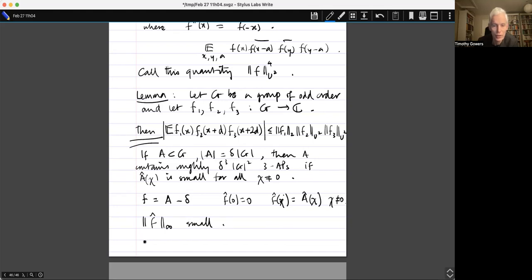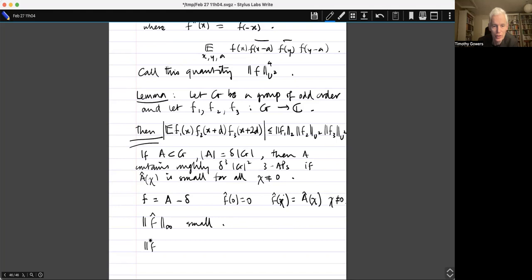Now we get the following simple inequalities. The fourth power of the L infinity norm of this balanced function f is certainly less than or equal to the fourth power of the L4 norm of f hat, because that's the sum of the fourth powers of the Fourier coefficients, and the largest one raised to the fourth power is at most the sum of all of them.